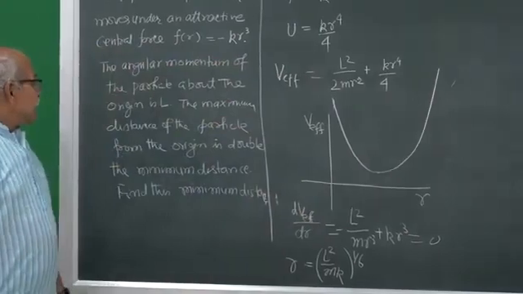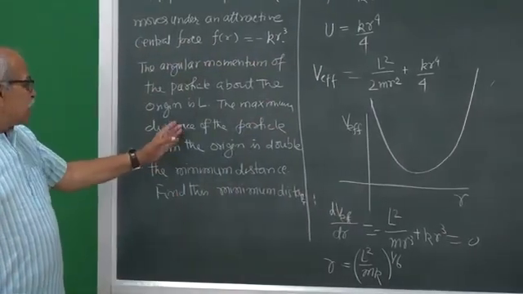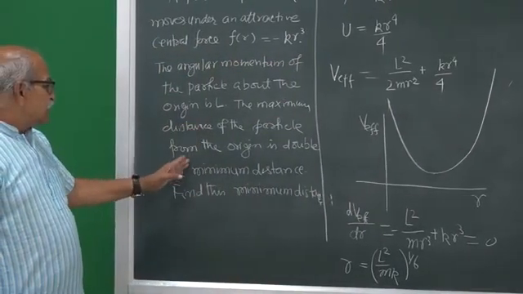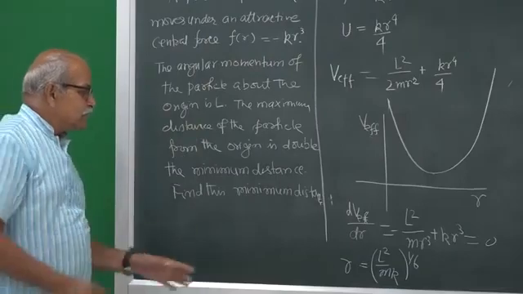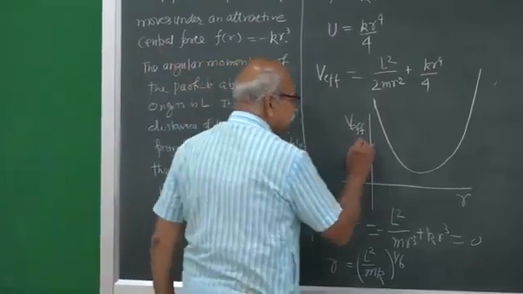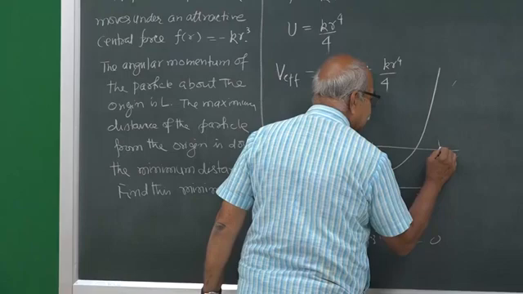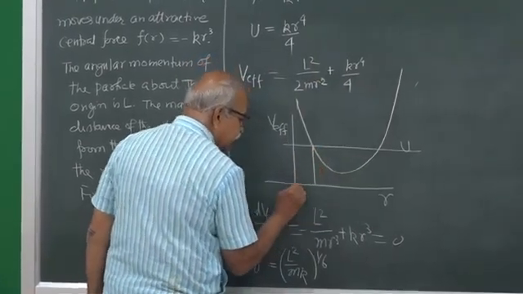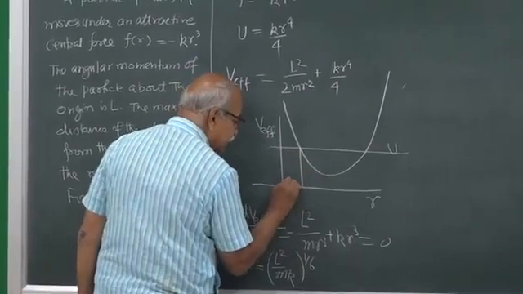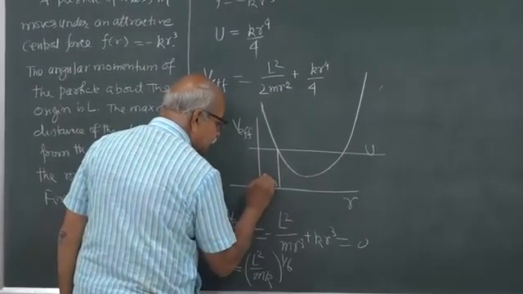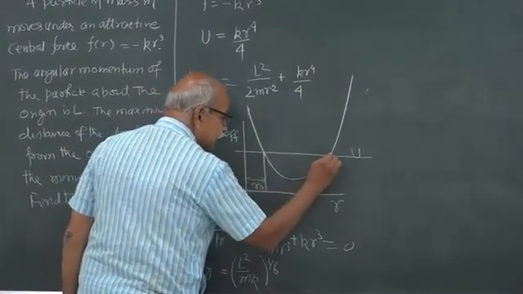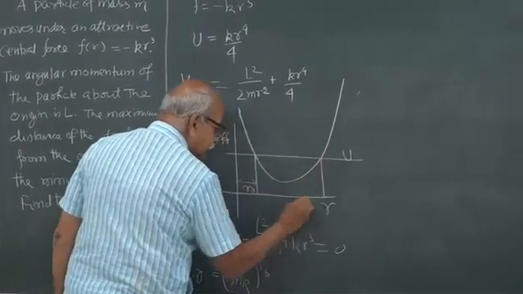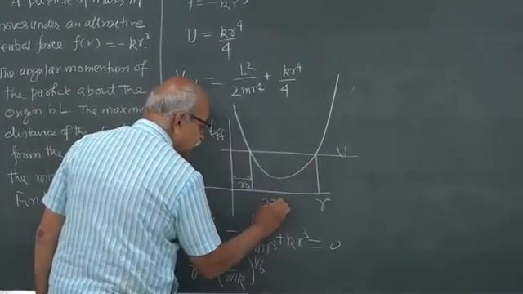Now, it is said that the maximum distance of the particle from the origin is double the minimum distance. So, that means the energy is something like this. This could be the total energy, and here are the turning points. This is that minimum distance, let us say r naught, and then this is another turning point, and this will be 2 times r naught.